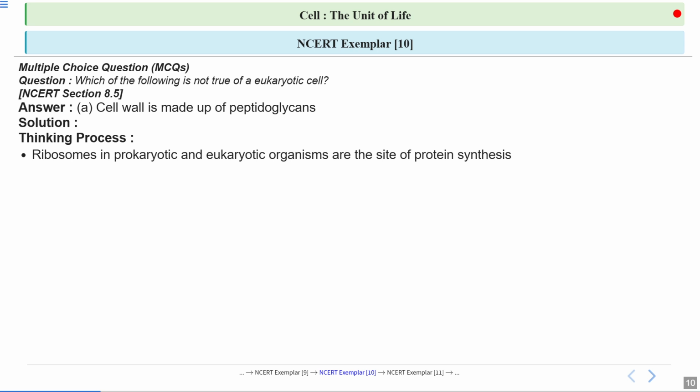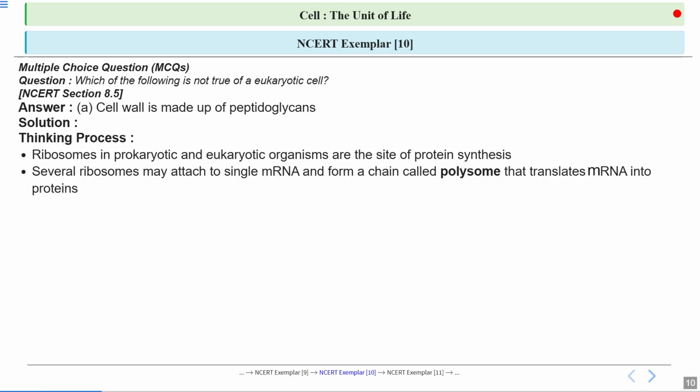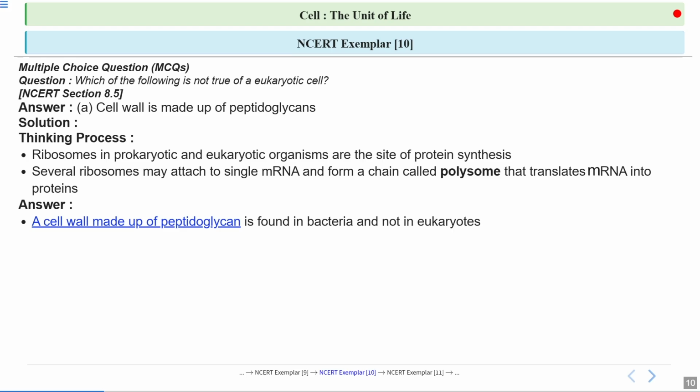So what do you think about this? Ribosomes in prokaryotic and eukaryotic organisms are the site of protein synthesis, right? We all know that. Several ribosomes may attach to a single mRNA and form a chain called polysomes, and that translates mRNA into protein. That is related to the ribosome. And the ribosomes in the case of prokaryotes and eukaryotes are different. 70S and 80S type, if you remember. The prokaryote has the 70S type and the eukaryote has the 80S type, and this is one of the options as well. So let us see the correct answer.